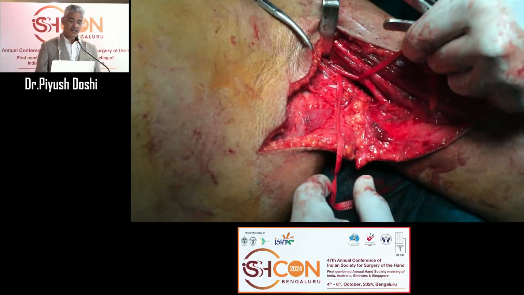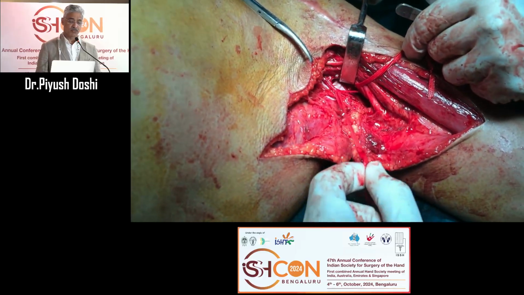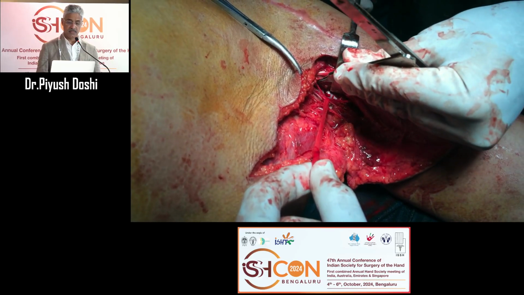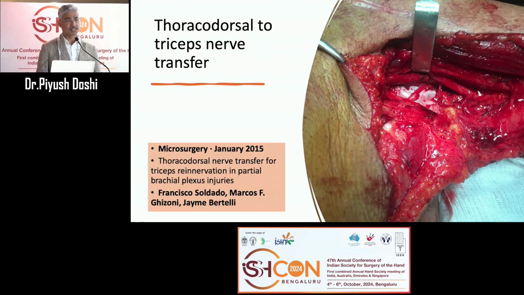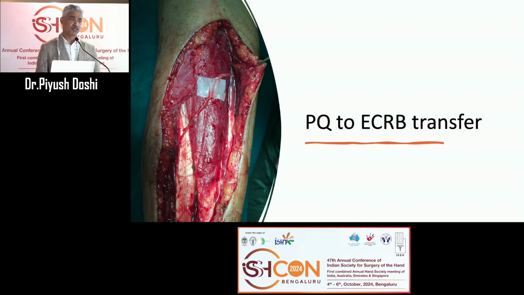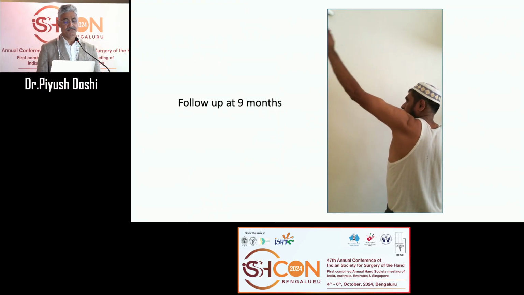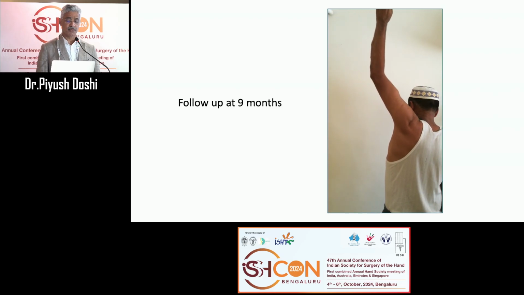So we identified the triceps branches of the radial nerve and did a thoracodorsal to triceps nerve transfer. This was again described by Bertelli in 2015 in Microsurgery journal. And PQ to ECRB transfer was done. This is the result at 9 months. The thoracodorsal to triceps transfer has given this.